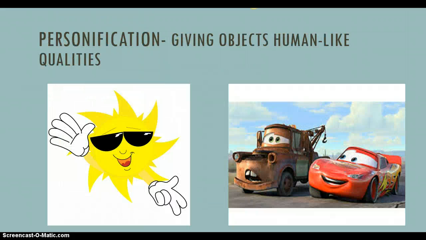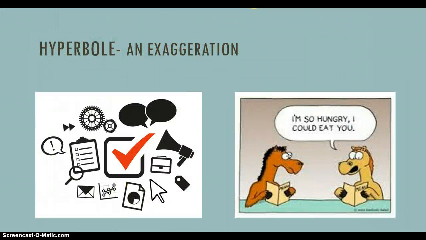Personification is a literary device that gives objects human-like qualities. Our examples here: certainly the sun greets us every morning, but it's not saying hi and it's not waving hello either. And we've all seen those great animated movies by Disney. We know Mater can't really talk.